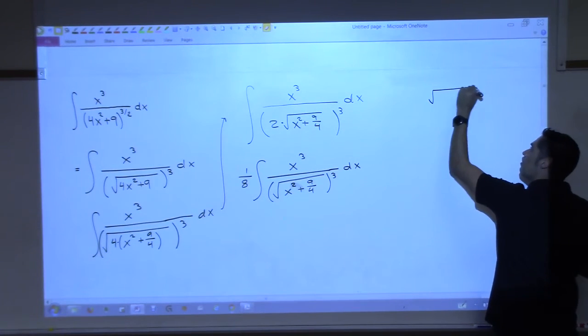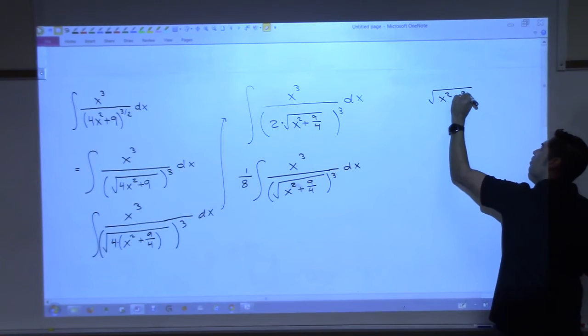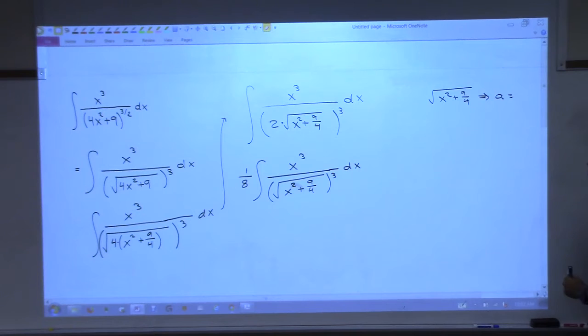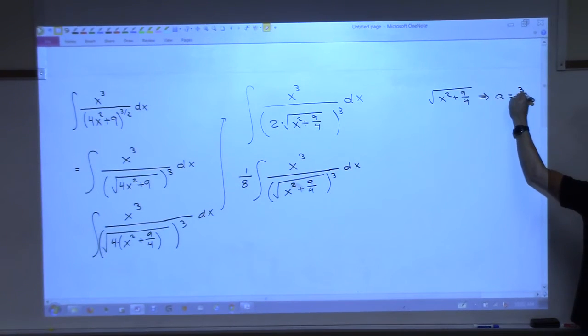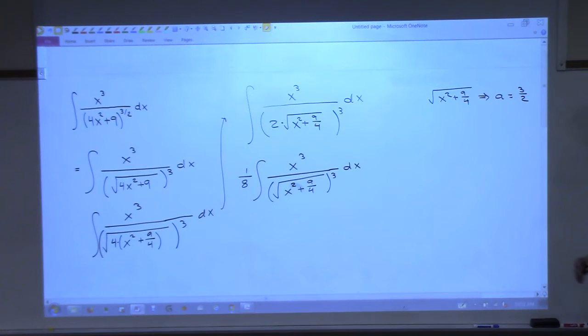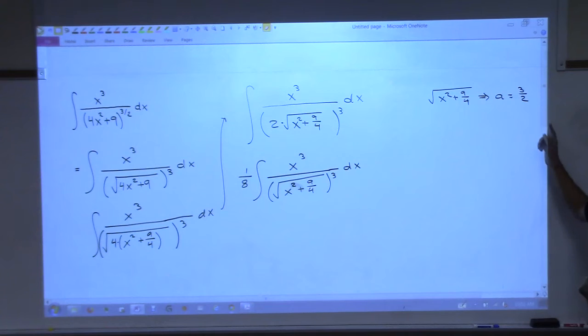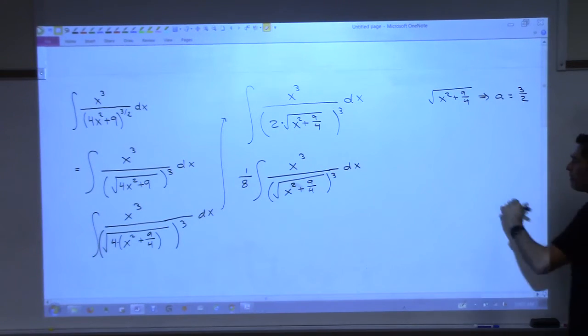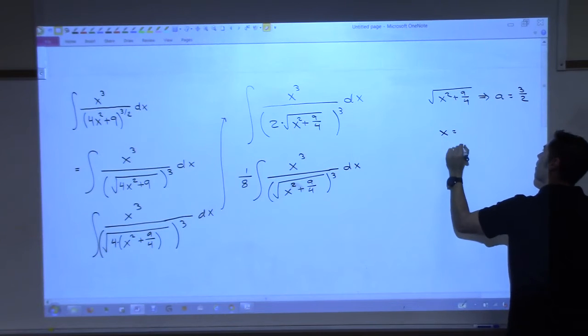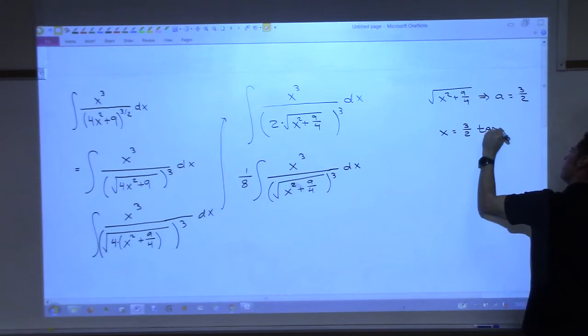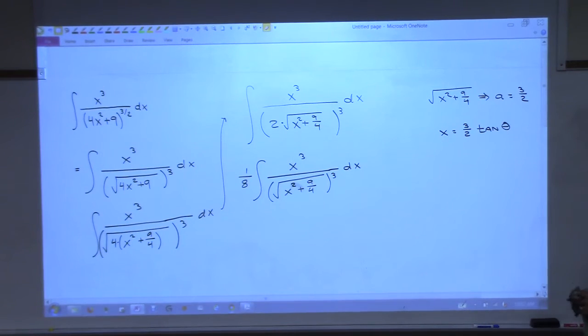I have the square root of x squared plus 9/4, which means that a is what for us here? We haven't had an a like this before. 3/2. This is a squared, right? So you're taking the square root of that. You get 3/2. And what's the substitution I make? 3/2 tangent theta is the trig sub.